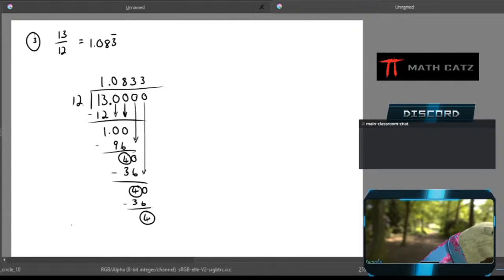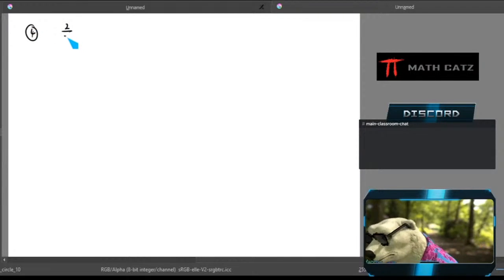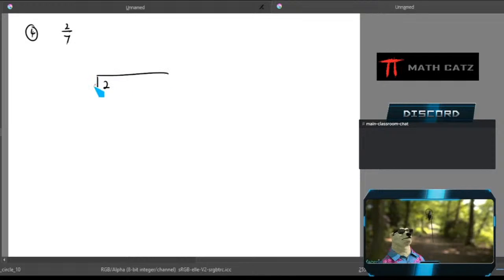Alrighty. Now, I don't know how familiar you are with these things. Could be very familiar, could be not at all. I'm going to do a number 4. Let's say 2 over 7. 2 is in the house. 7 is outside the house. Single digit, can't be that hard. 7 goes into 2 0 times. I need more zeros here. 7 goes into 20 2 times for 14.